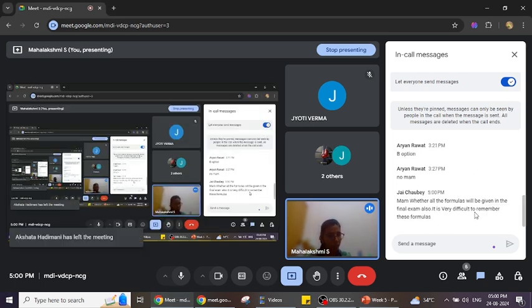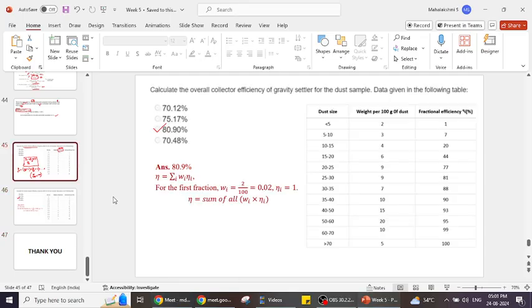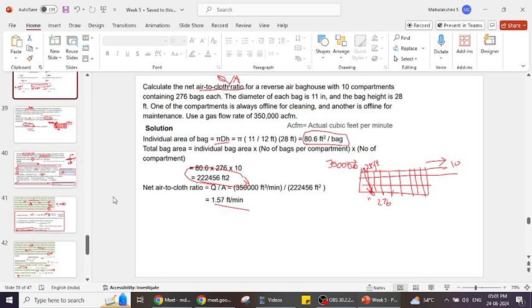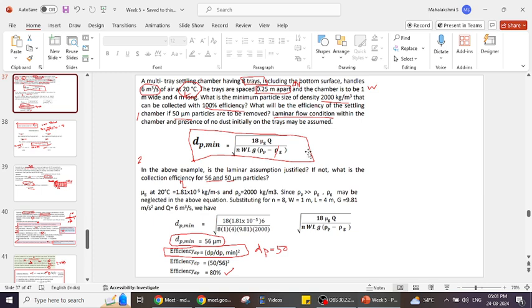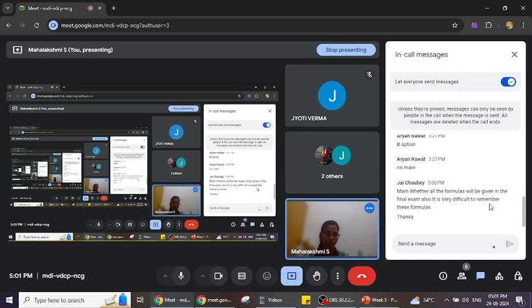Ma'am, whether all the formulas will be given in the final exam also. It's very difficult to remember these formulas. Simple formulas, I think they will not be given. But if you see in this question, the dp formula itself is mentioned in the question. Like this, maybe the difficult formulas will be given.